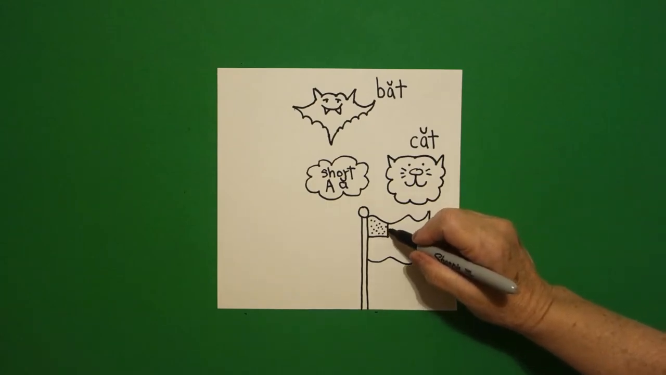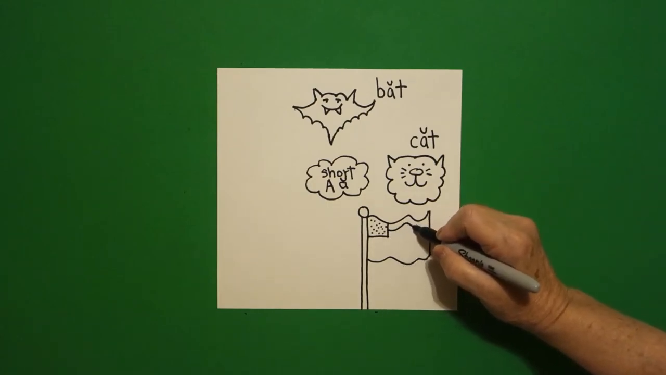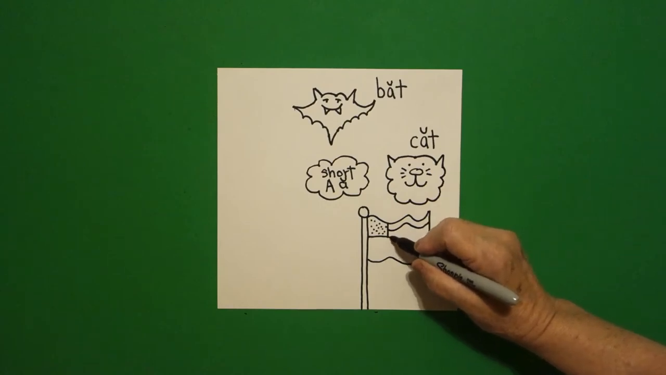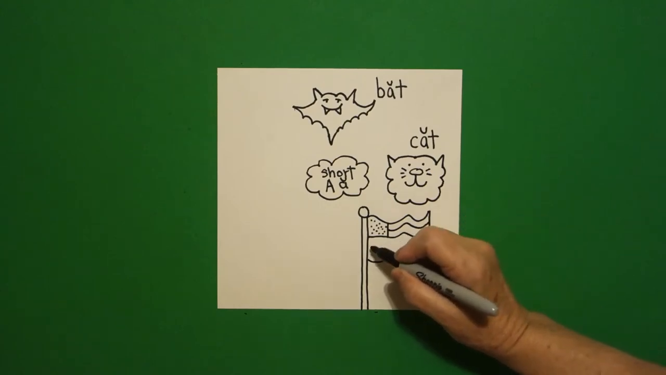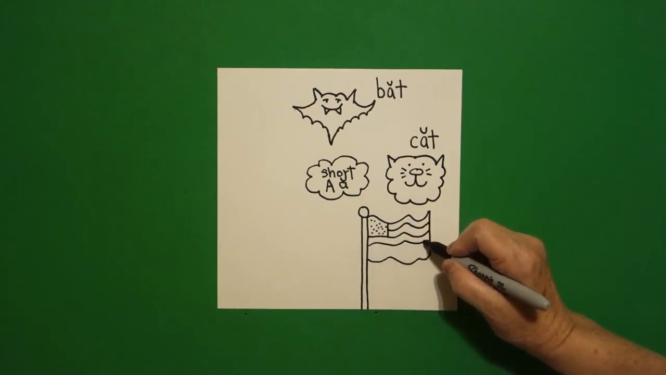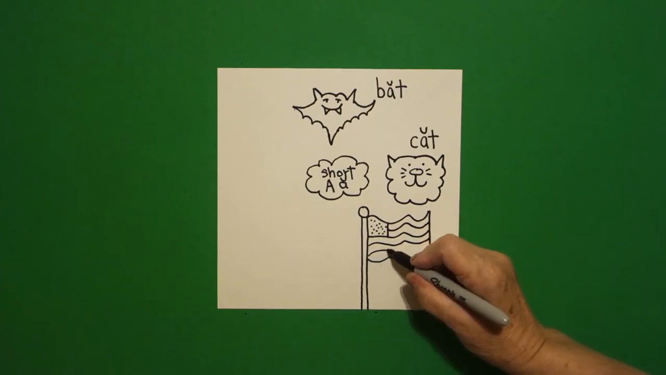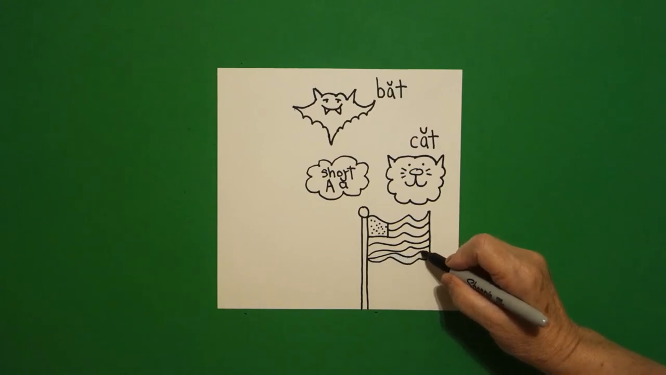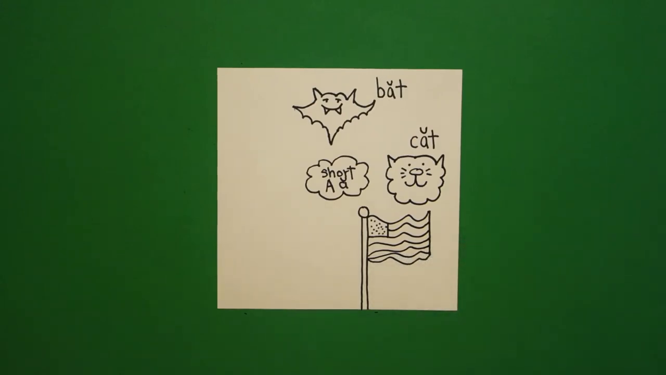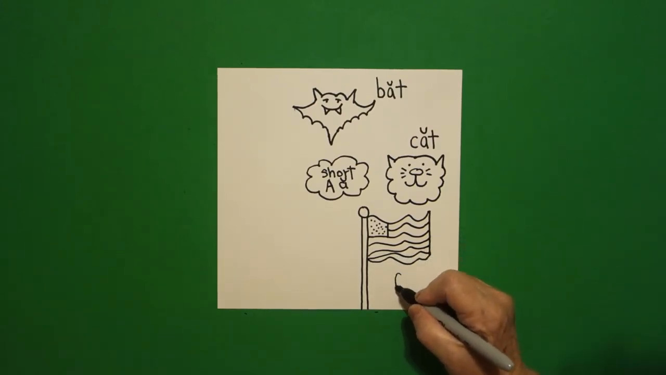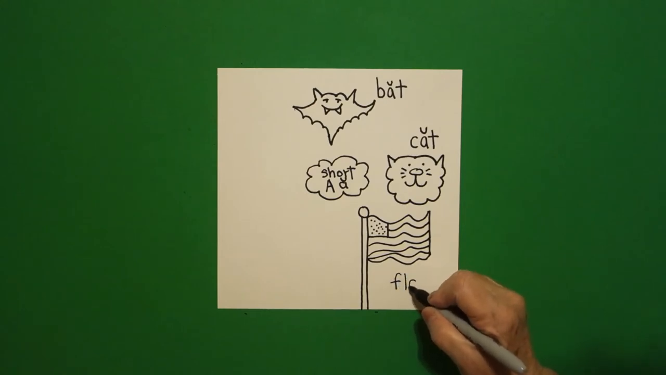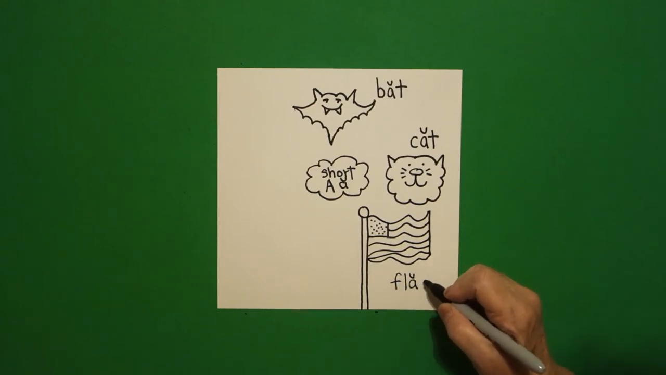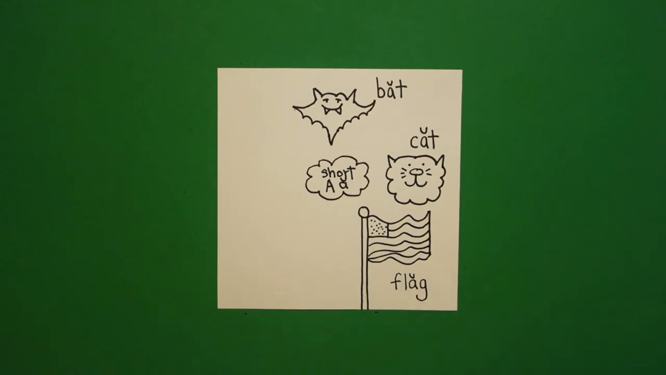Now, starting on the inside, we're going to follow our line, mimic our line, and draw some curve lines up and over. Curve line up and over. Curve line up and over. If you can fit one more in, curve line up and over. And what is this? This is a flag. Here's our short vowel A, flag, flag.